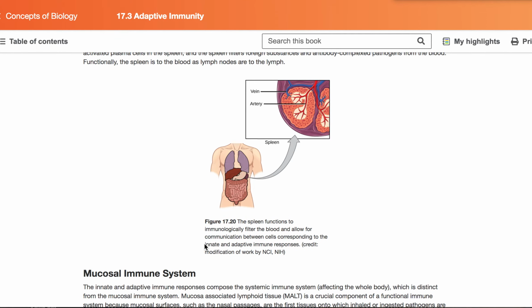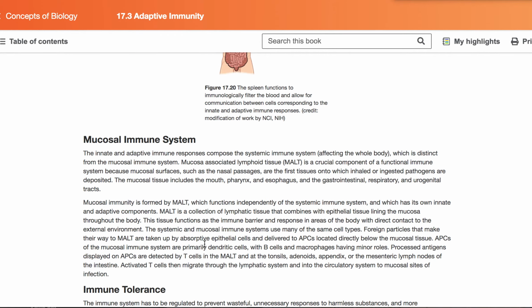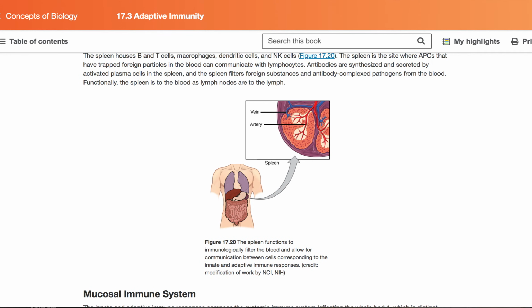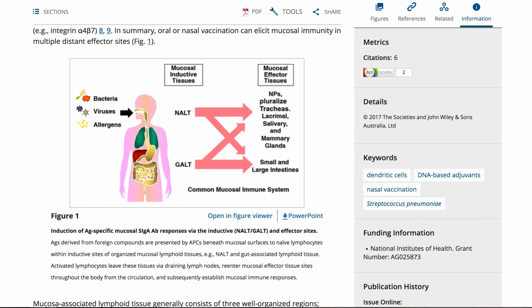I want to go down to what some people do not want to talk about. Actually, this isn't even a picture of MALT. Oh, I think I brought one up. Okay, yes. The mucosal immune system is often called the MALT system, which stands for the mucus associated lymphoid tissue. So it's all the tissues in your body that have mucus, which I know is everyone's favorite topic.